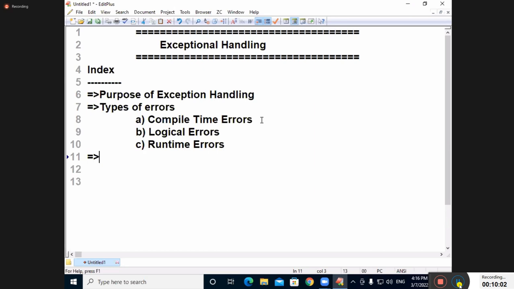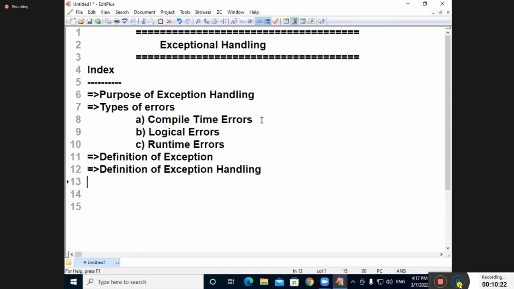Next, we will talk about the definition of exception. Very important. At the same time, the definition of exception handling. Exception is different from exception handling. Students, be careful. Exception is completely different from exception handling. Very, very important. Listen very carefully. At the end of the class, we must be perfect in this area. Please concentrate well.